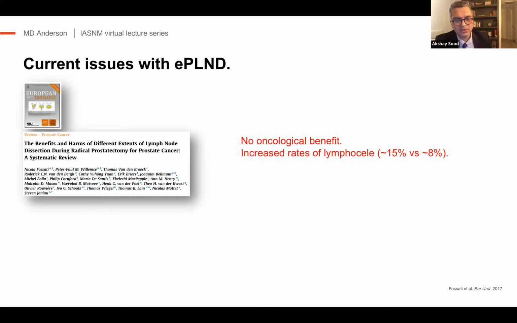So we know that there's no doubt that pelvic lymph node dissection is an excellent staging procedure. It is the best staging procedure that we have for lymph node status, but it does come with significant comorbidities. This is a systematic review published in 2017 in European Urology, and after an extensive literature search, they found that none of the studies have consistently and substantially shown an oncological benefit for doing extended pelvic lymph node dissection in patients with prostate cancer. But what they did find is that performing an extended lymph node dissection is associated with more complications.